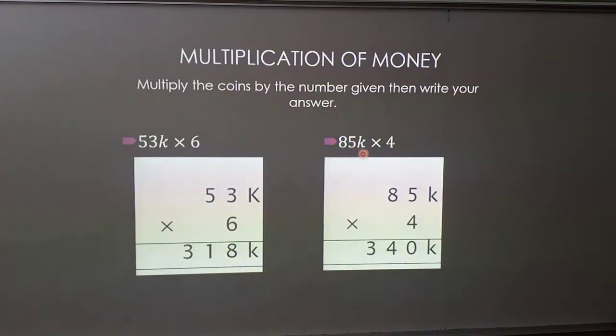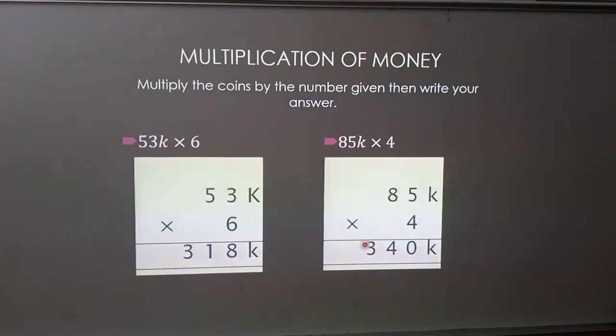Now, let's see here. We have 85 kobo times 4. Again, you write out 85, you write out K for kobo, and you write 4 under it. So what are we going to have? 4 times 5 is 20. You write down 0 and carry 2. 4 times 8 is 32, plus the 2 that we carried is going to give you 34. So you write down 4 and carry 3.